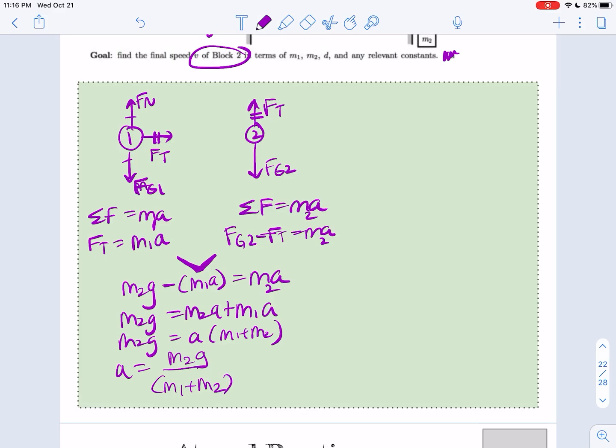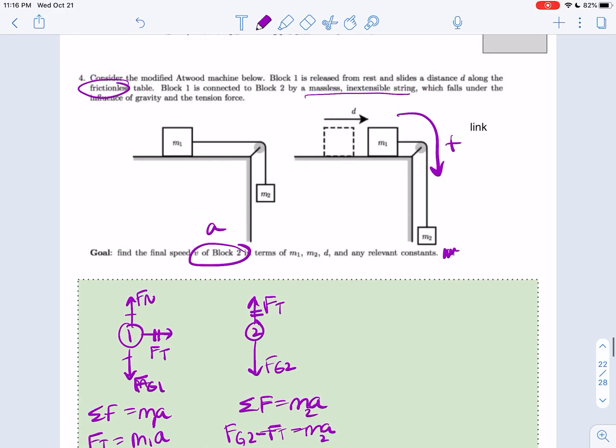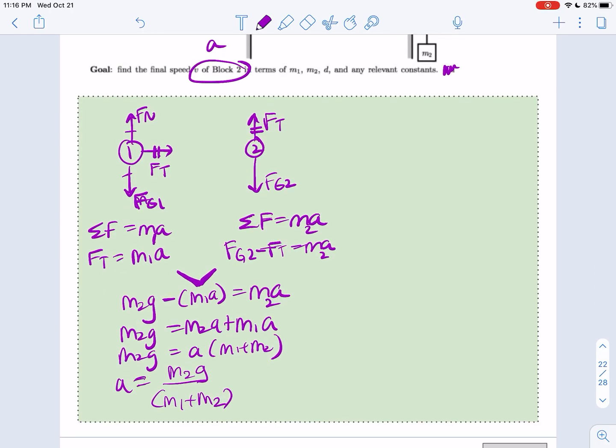Is that all stuff we're allowed to have? If so, who cares about d? Maybe that was for some other part of the problem. Oh, find the speed, there we go. Never mind. So that's the acceleration, and that's all acceptable: m1, m2, and any relevant constants would be g. That's good.